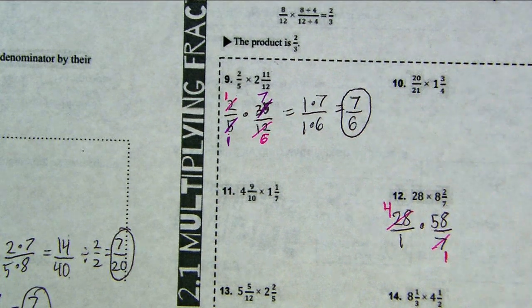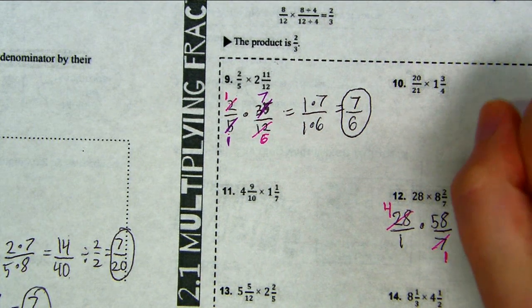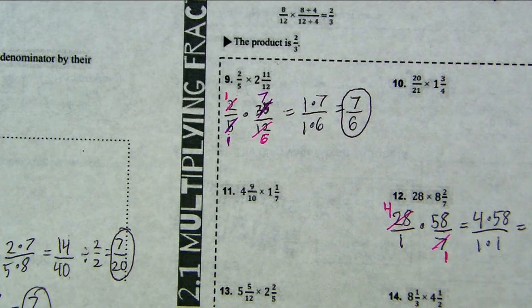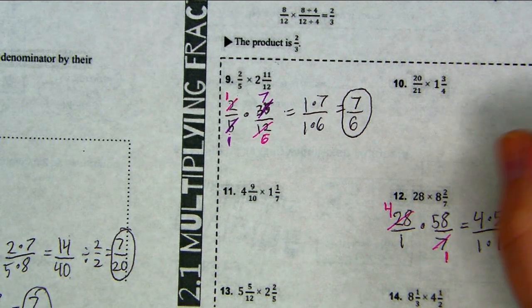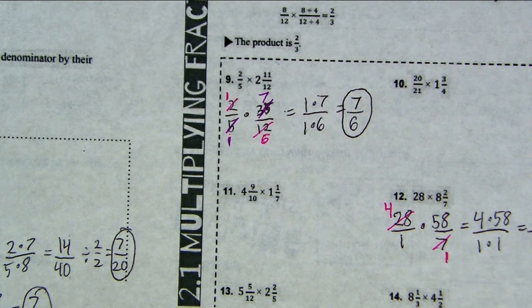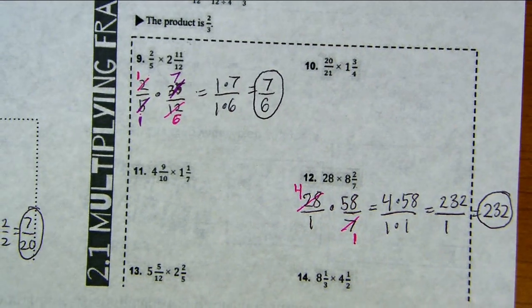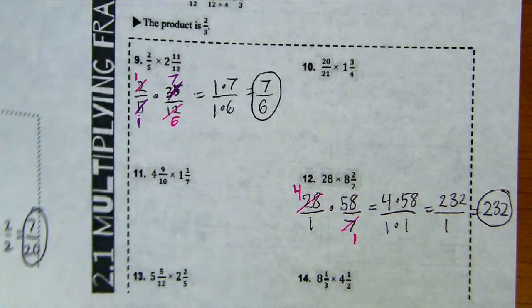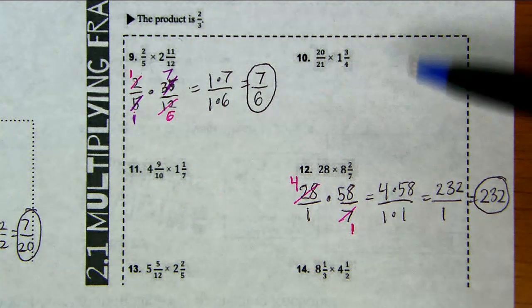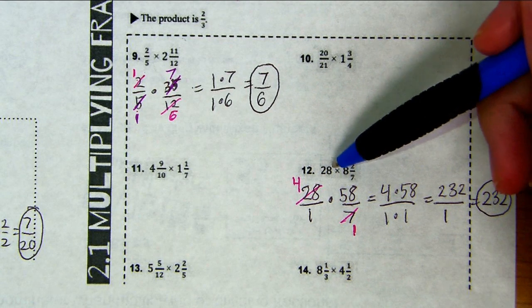So this problem is now 4 times 58 all over 1 times 1. Well, 4 times 58, if you go through that multiplication process, you end up getting 232, and 1 times 1 is just 1, so our final answer, we can simplify this back into a whole number, is just 232. Oops, sorry, we went off the screen. There we go, 232. So keep in mind, if you have a mixed number, you want to rewrite that as an improper fraction, and if you have a whole number or an integer, you can also rewrite that as a fraction by putting that over a denominator of 1.